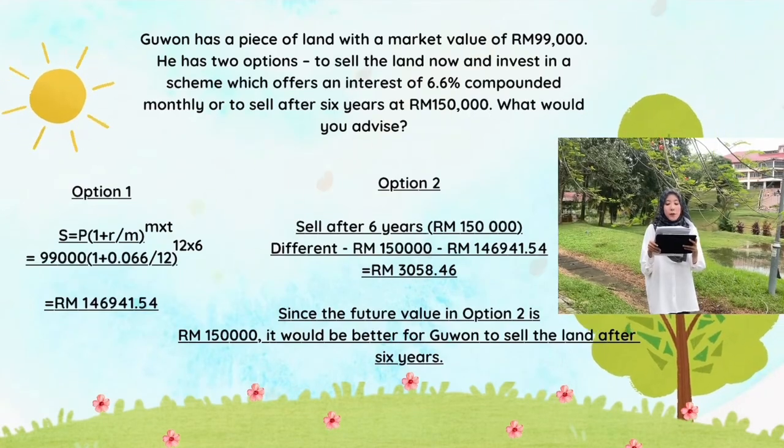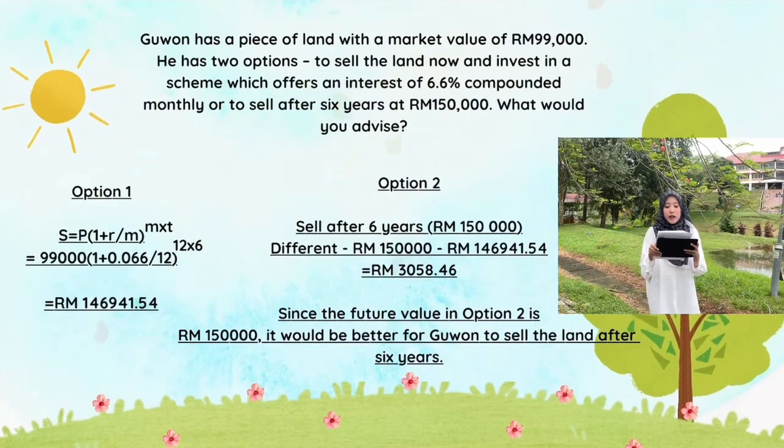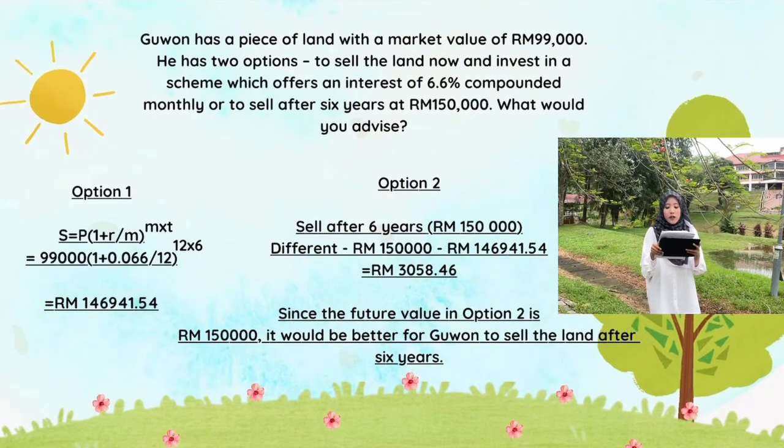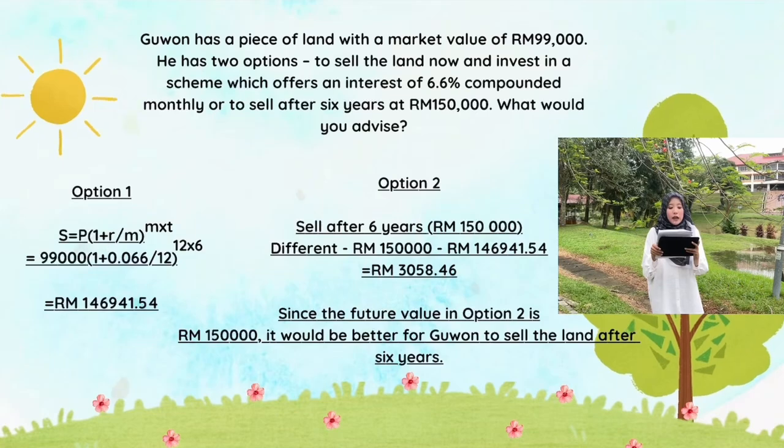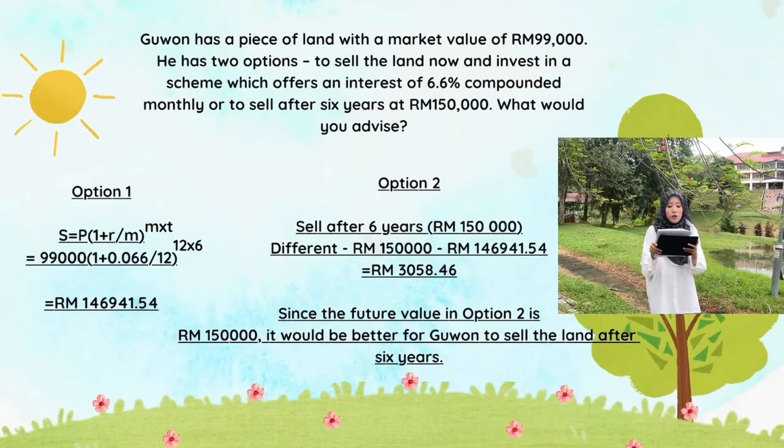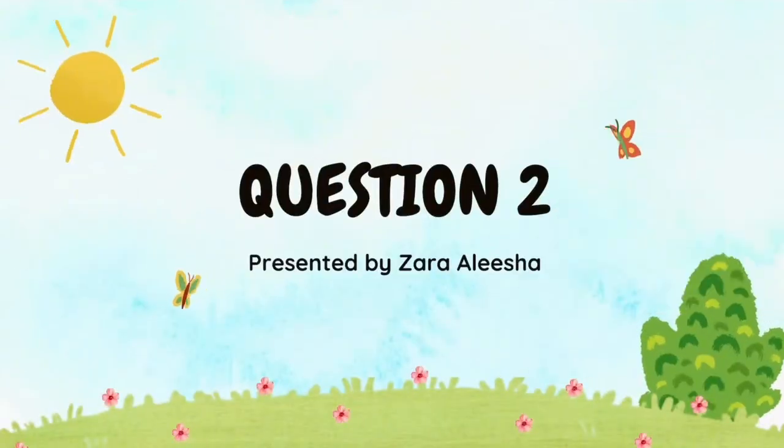Since the future value in option 2, which is 150,000 ringgit, is higher than option 1, it would be better for whoever wants to sell the land after 6 years.